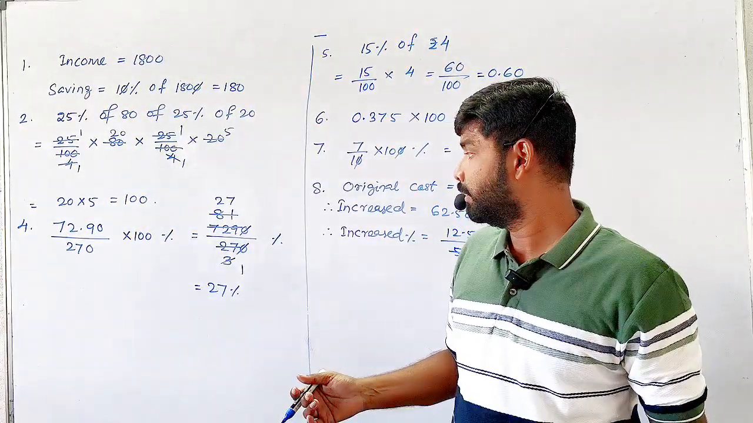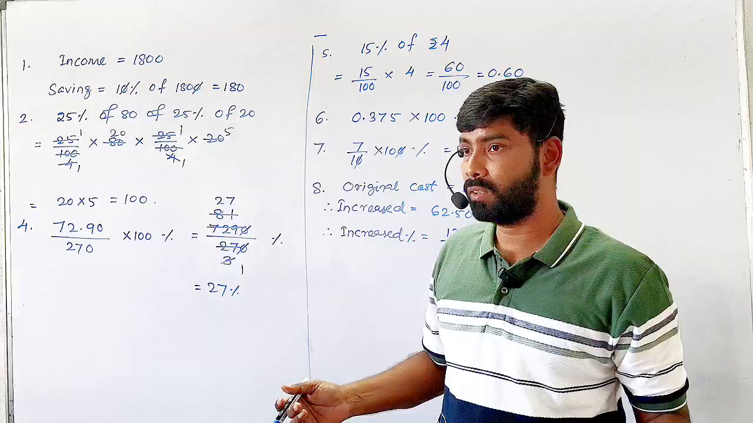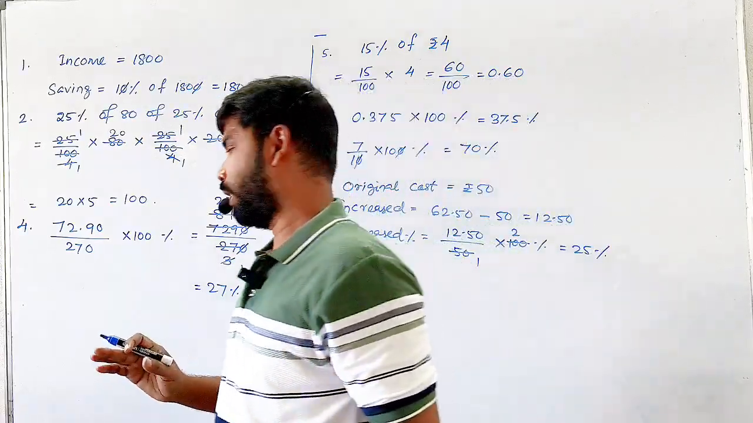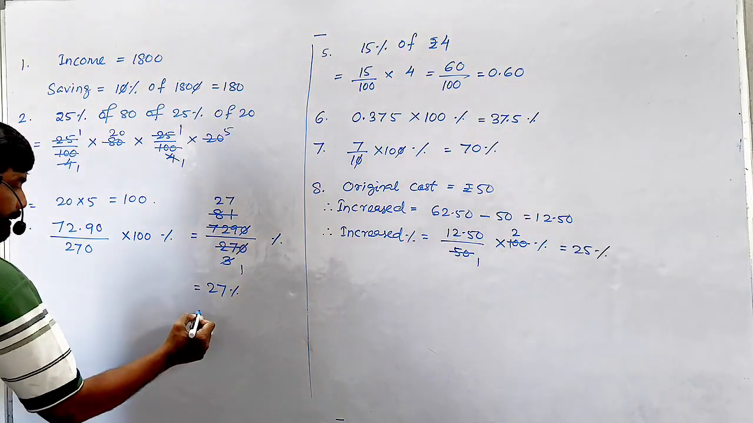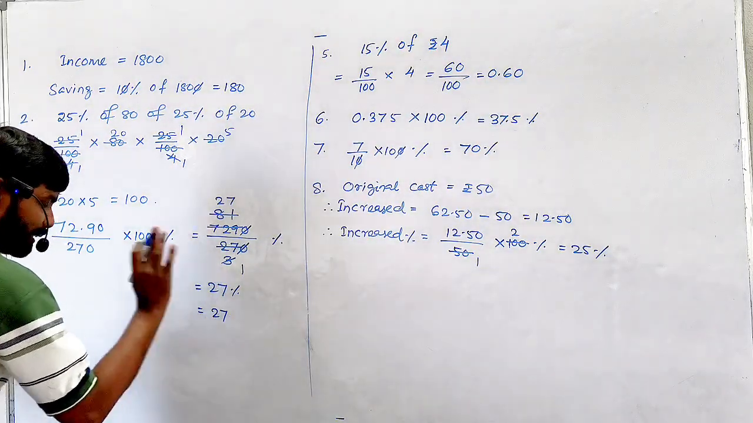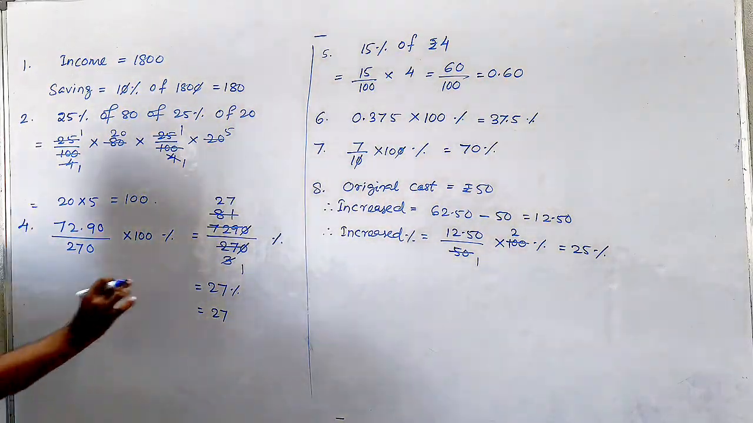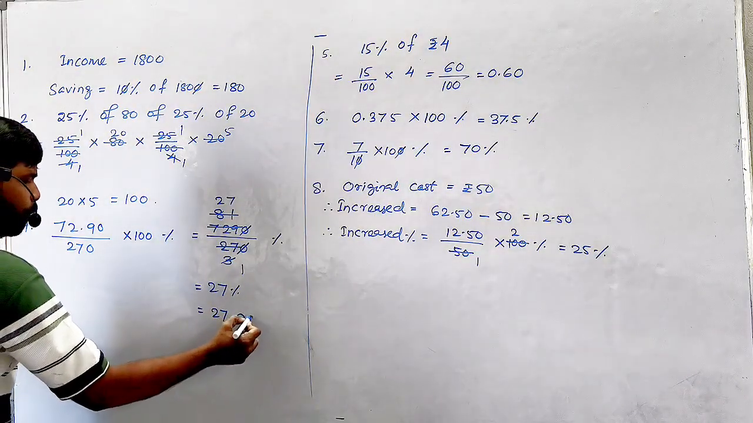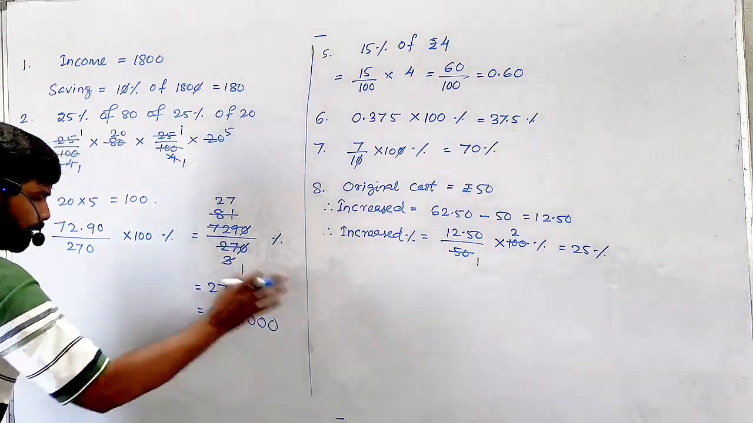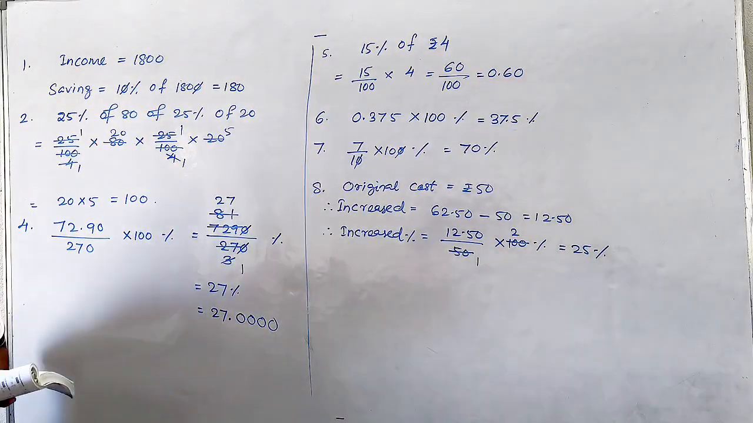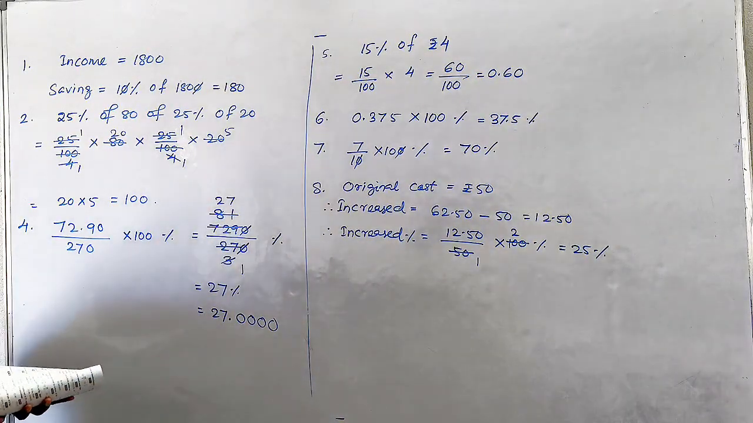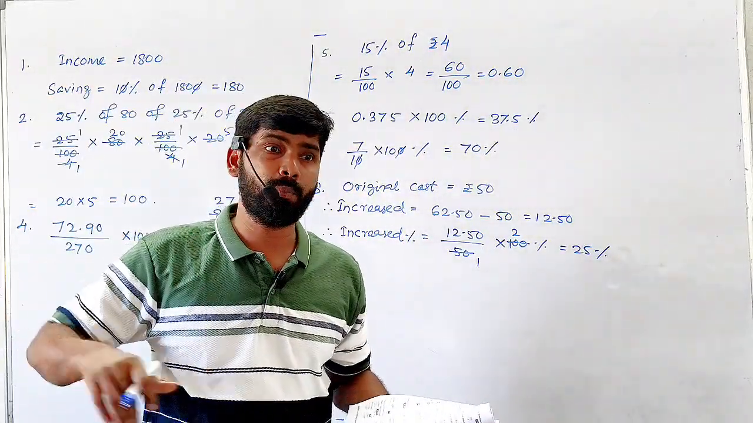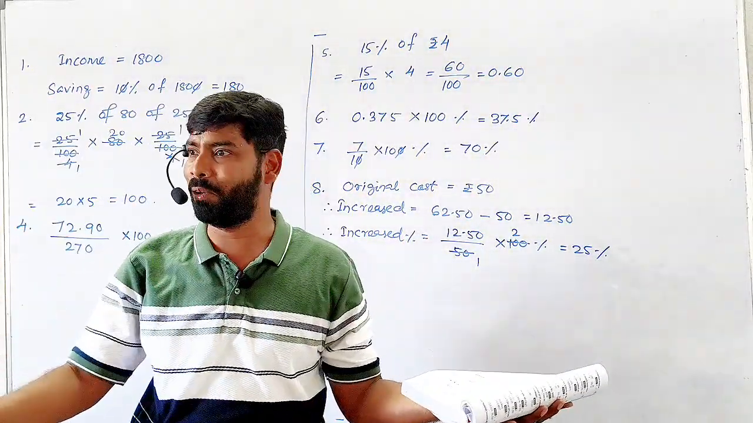In the fourth one, 27%, no? Okay, very good. No problem. Students, the 27% answer we got is a whole number. If you put a point and write as many zeros as you want, the value never changes. The value is 27 only: 27, 27.0, 27.00, the value remains the same.